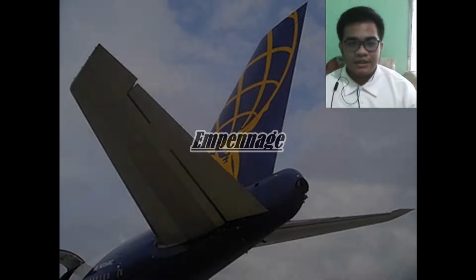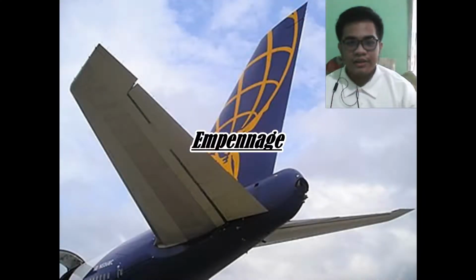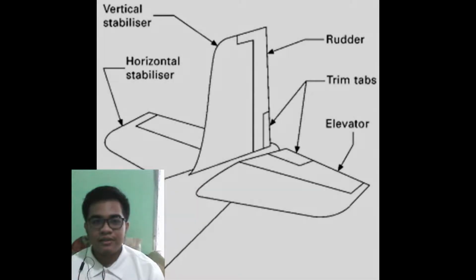The empennage, which is located on the rear section of the airplane, includes the vertical and horizontal stabilizers, which are fixed surfaces with multiple control surfaces that can help the aircraft pitch or yaw. These control surfaces are as follows: the rudder, which is attached to the back of the vertical stabilizer and is responsible for moving the aircraft's nose left and right.